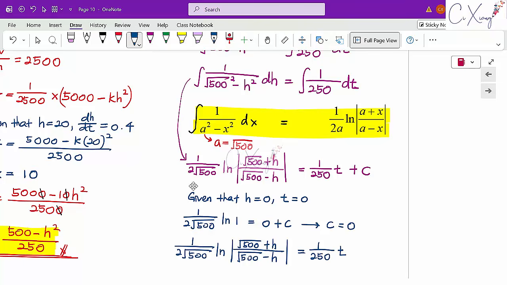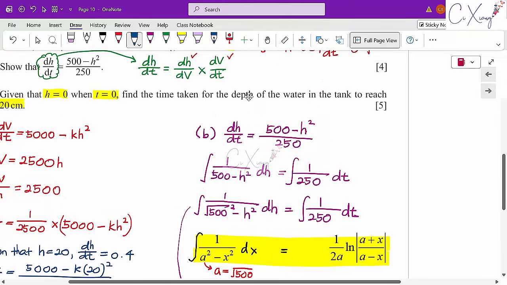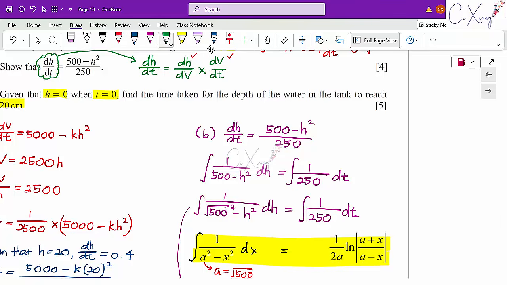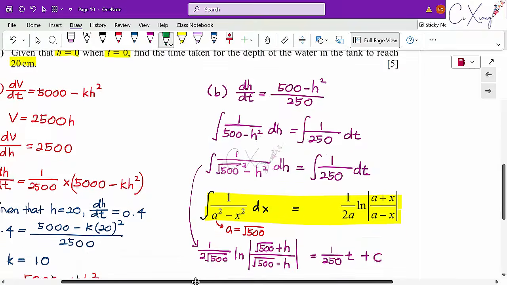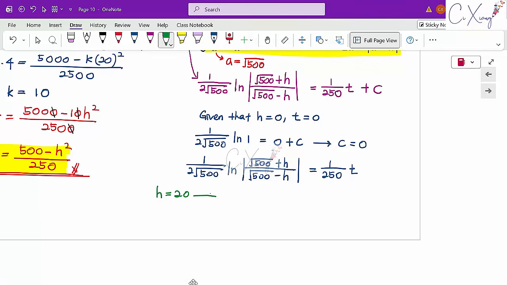Right? And this is not the end of the question yet because they're asking the time taken for the depth. The depth means h. The depth of the water in the tank to reach 20 cm. So that means they're asking, if let's say h is equal to 20, what will happen to your time?